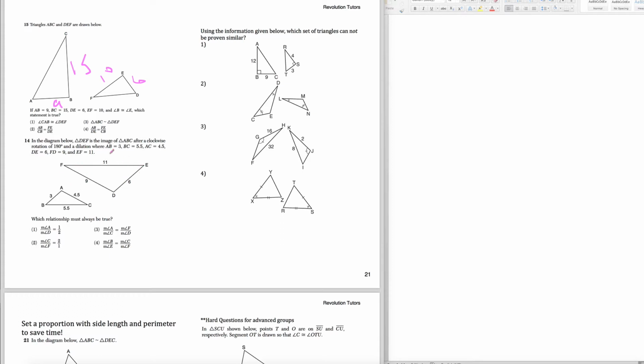Okay, this one's basic. I don't think we need to go over it, but you guys should all use the information. Which cannot be proven similar? So again, they're in proportion, 3, 9, 4, 12. So this is similar. This they give you angle, so it's similar. This they give you angle and are the sides in proportion? No. So this is not, 2 to 16 is times 8, right? So this is the answer.